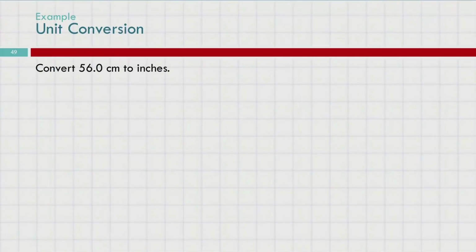All right, one example, real quick. Convert 56.0 centimeters to inches. What is our given here? What are we given? 56.0 centimeters. What are we trying to get that to? Inches. It's about the simplest problem that we could possibly have. So we are going to start from centimeters for our solution map. We are going to go to inches.